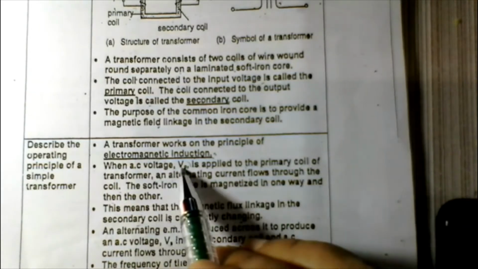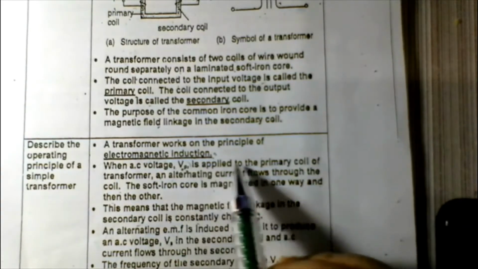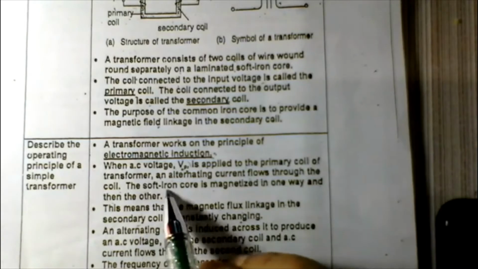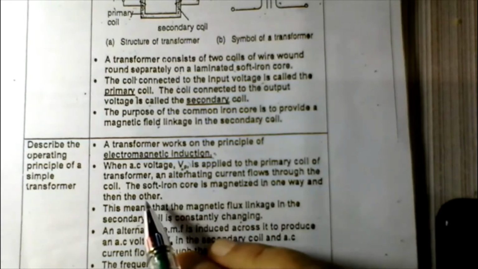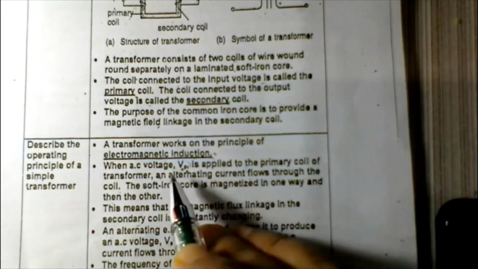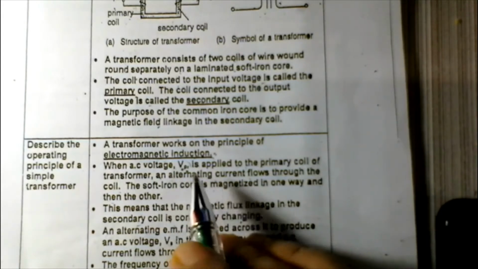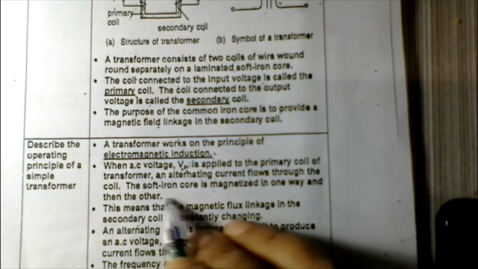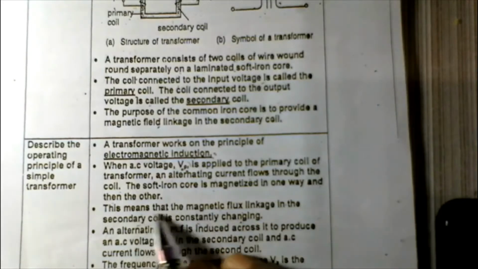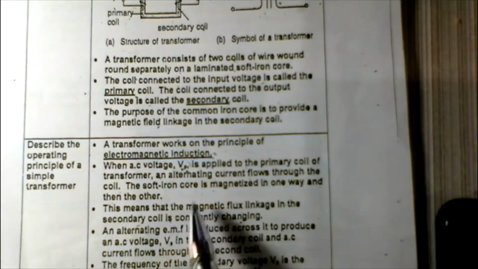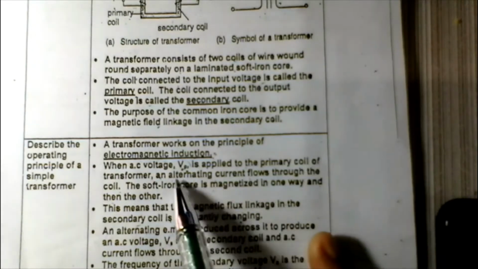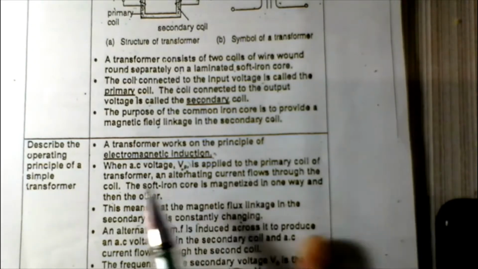When AC voltage Vp, or primary voltage Vp, is applied to the primary coil of the transformer and alternating current flows through the coil, the soft iron core is magnetized in one way then the other. Because you know that for alternating current, the direction of current keeps changing every half cycle. So the magnetization is also in one way and then the other way. So the direction of magnetic flux keeps changing. This means that the magnetic flux linkage in the secondary coil is constantly changing, due to the alternating current that keeps changing every half cycle.